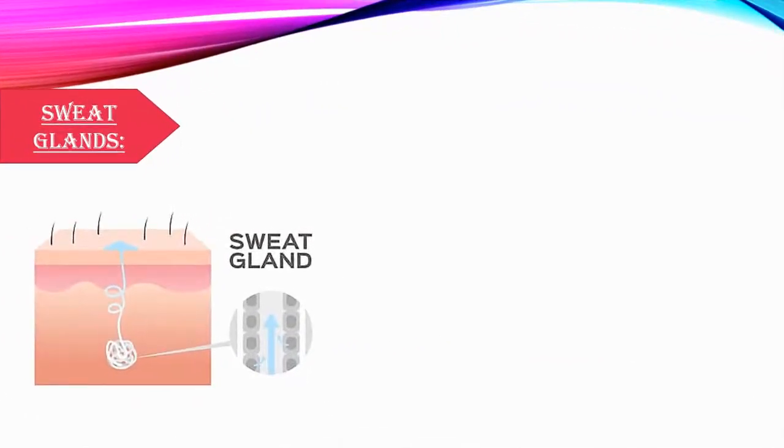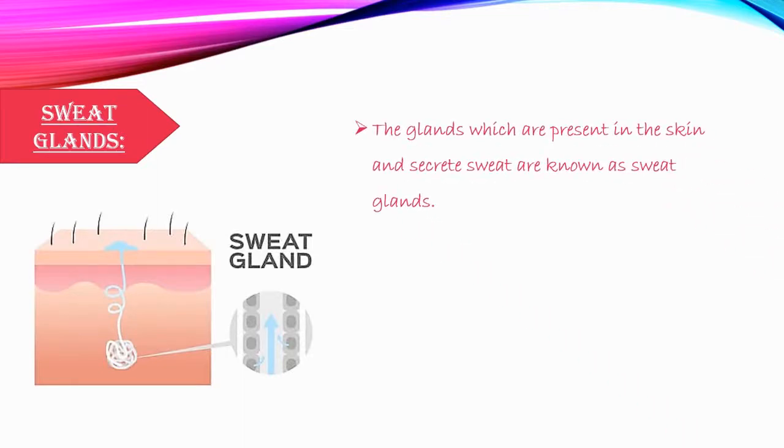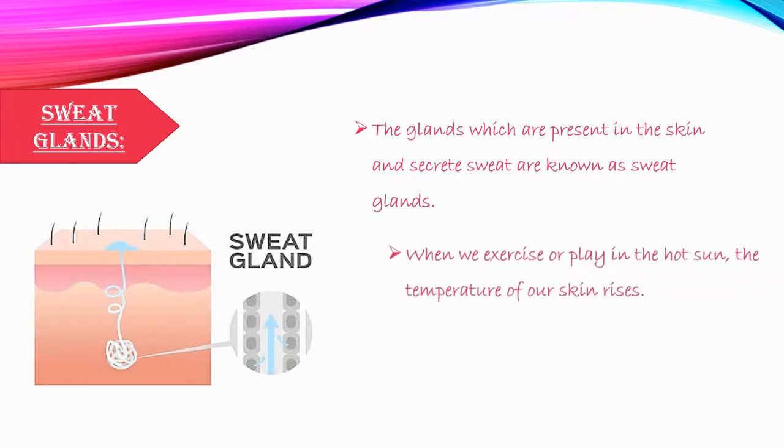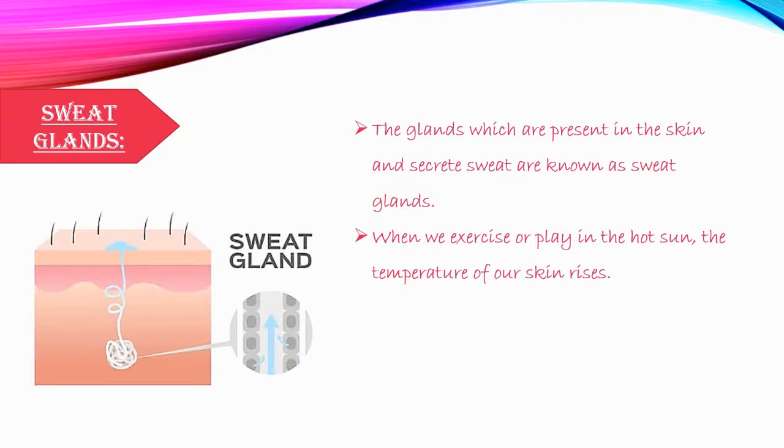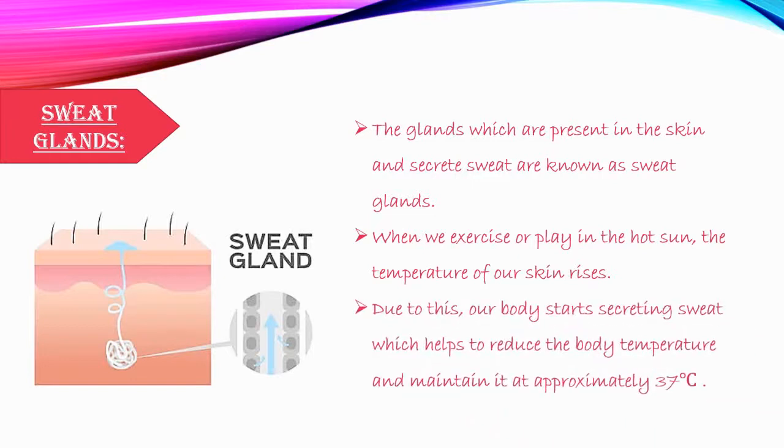Students, now let's understand about sweat glands. The glands which are present in the skin and secrete sweat are known as sweat glands. When we exercise or play in the hot sun, the temperature of our skin rises. Due to this, our body starts secreting sweat, which helps to reduce the body temperature and maintain it at approximately 37 degrees Celsius.